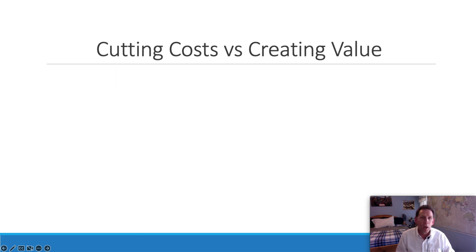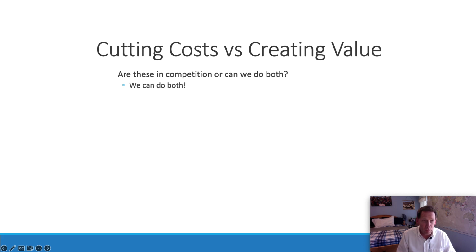Now, cutting costs versus creating value. Are these mutually exclusive? Are they in competition? Or can we do both? We can actually do both.